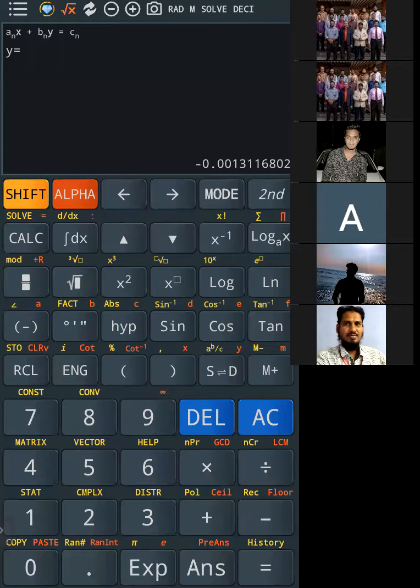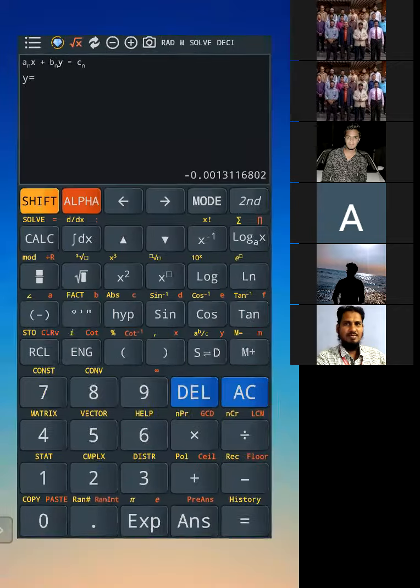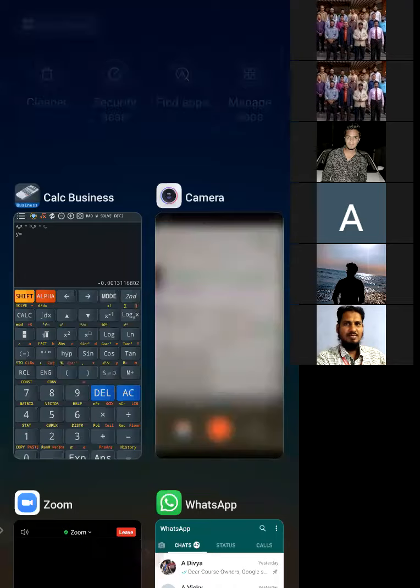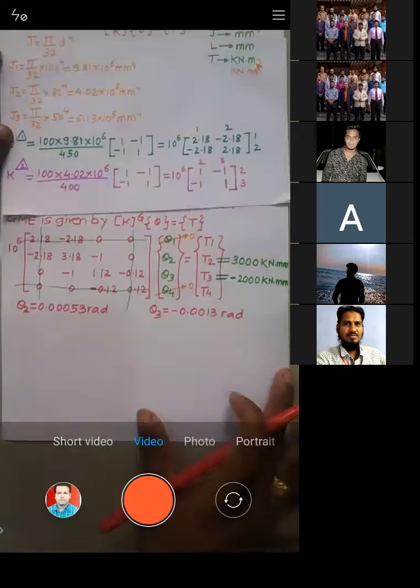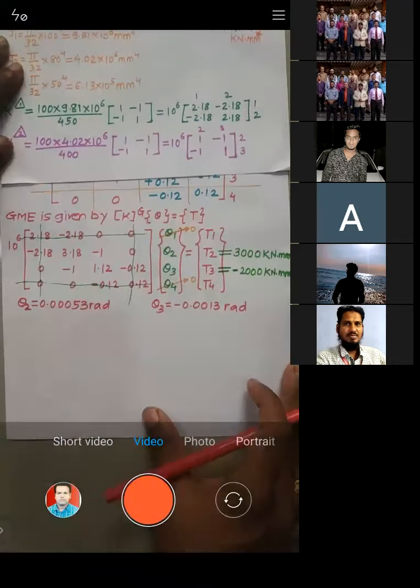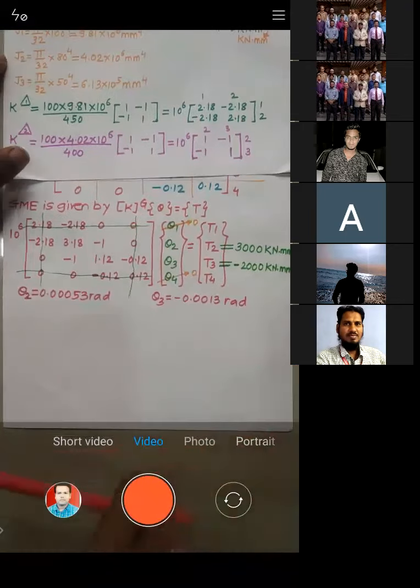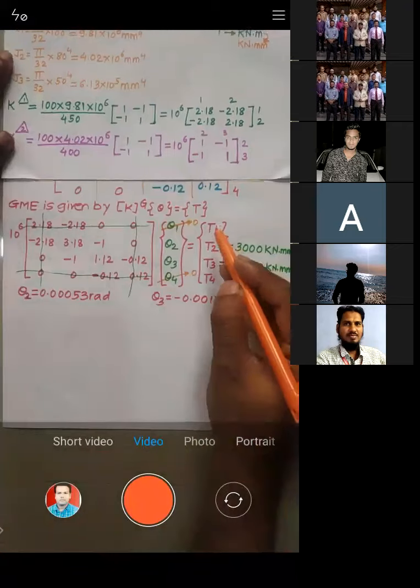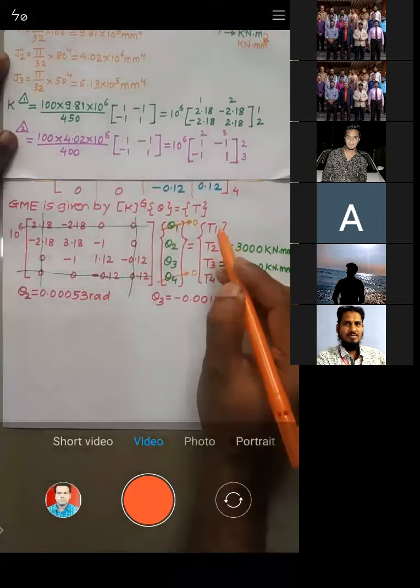So this is the value which I'm getting. Right now, I'll just come back. Now I just got the values of theta 2 and theta 3. Now I need to check whether the values are correct or not. So for that, I will calculate the reactions. Reactions are the points where displacements are 0.